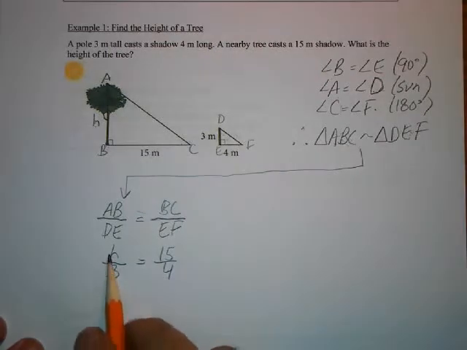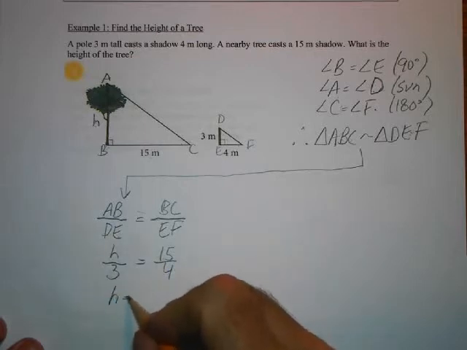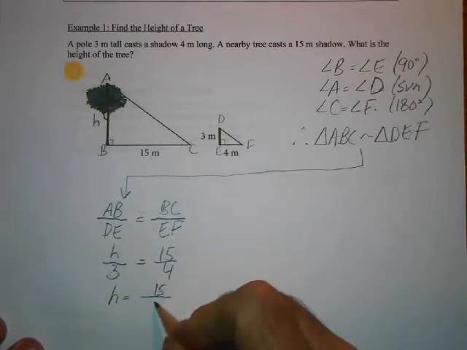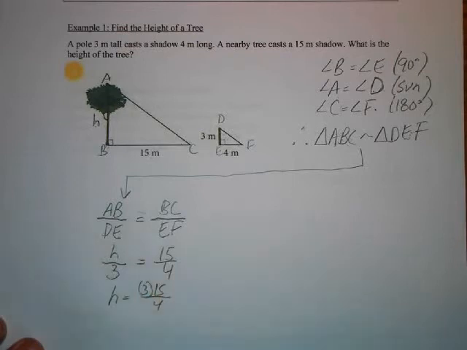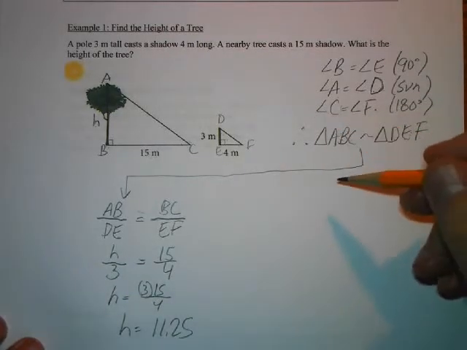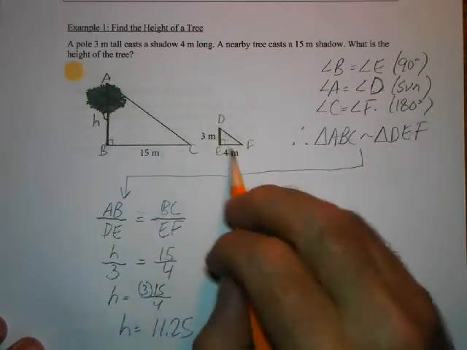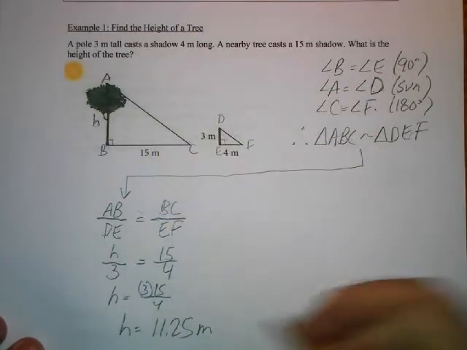Okay, so if I want to get H by itself, I want to multiply both sides by 3. So H is equal to 15 over 4 times 3. And when I work that out, it works out to 11.25. And the units would be meters because all these other measurements were in meters.